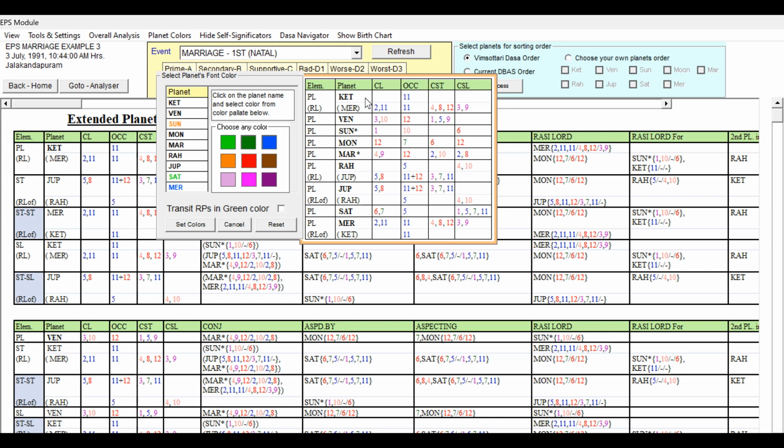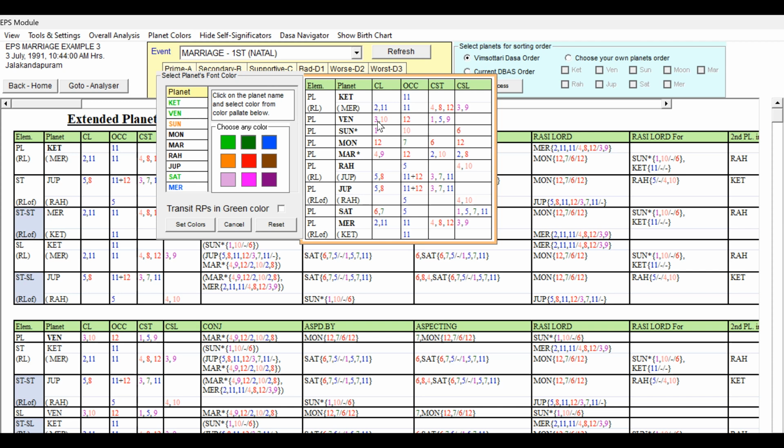Next one is Ketu. We can take it because Mercury is the second planet, Ketu is the 11th occupant, and the second planet is Mercury, our blue planet. But the 11th occupant is good. So what can we give? For the 11th occupant we can give green color. Ketu we can give green color, not Venus.